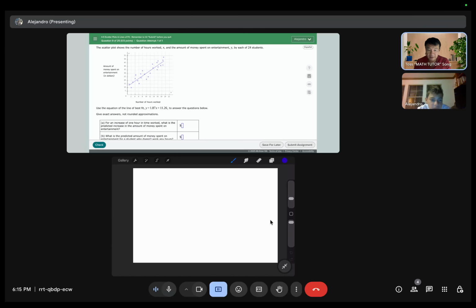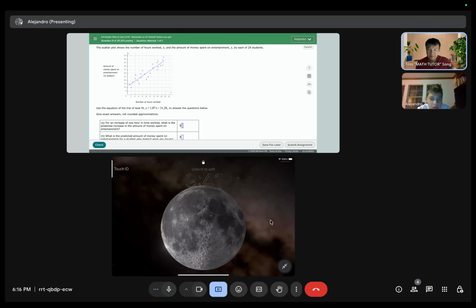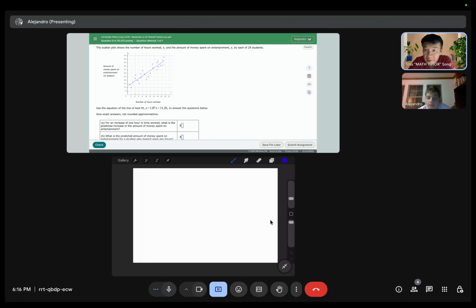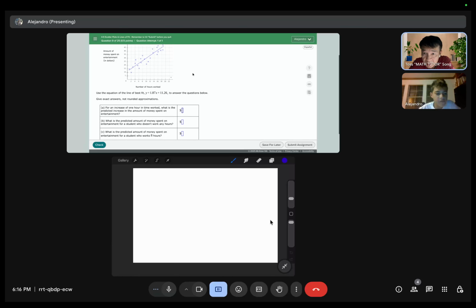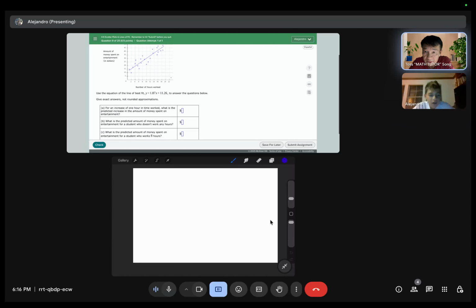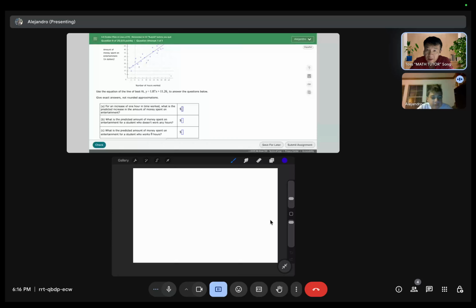Okay, let's see. Do we have to calculate? Oh, yeah, my screen went off. Do we have to calculate? Let me double check. Sorry, 1 second. All right. For an increase of 1 hour in time worked, what is the predicted increase in the amount of money spent? So basically, it has to do with the slope. For A, okay, yeah, we can actually do the math here. Let me double check, okay, for 1 hour increase.